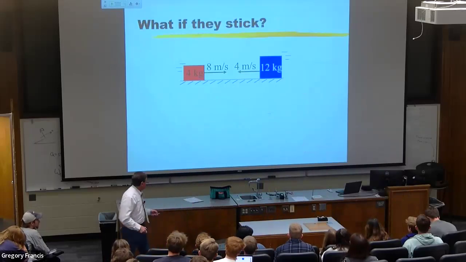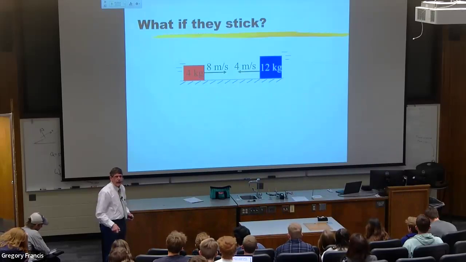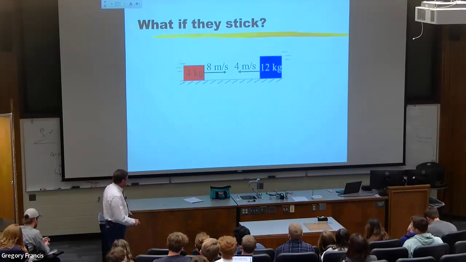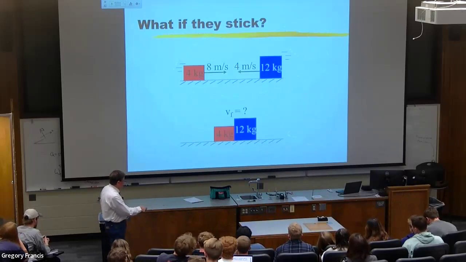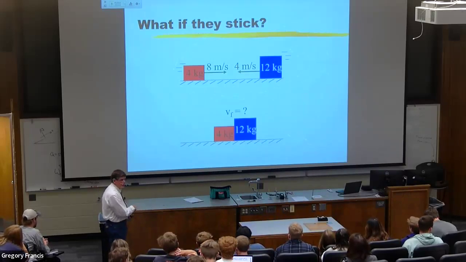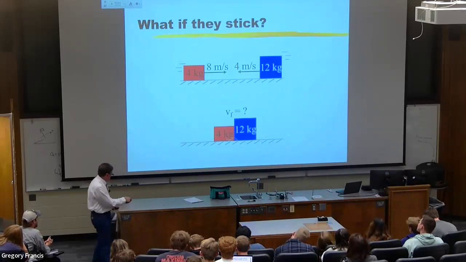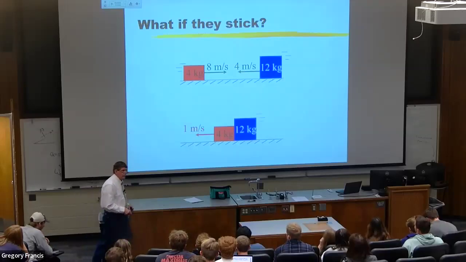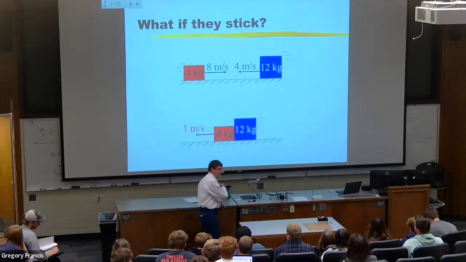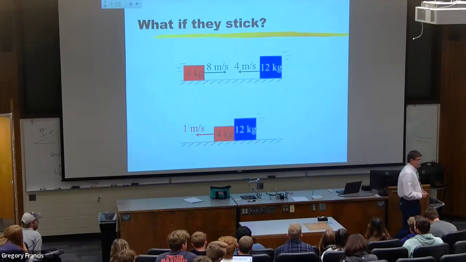The other way I could dance it is to say, well, what if they stick? How fast are they going after they stick? Well, I still have negative 16 Franci. I didn't change anything up here. And that means I still must have negative 16 Franci down here. And since these two together have a combined mass of 16 kilograms, that means they must be going 1 meter per second to the left, because 16 times 1 is 16 Franci to the left.